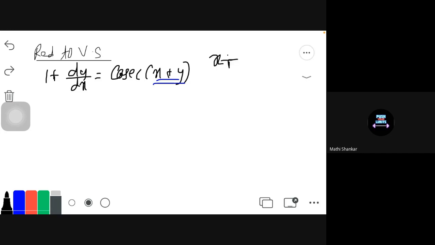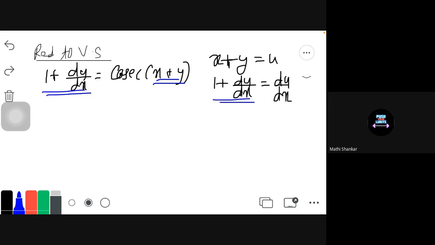So I'll say let x plus y is equals to u. On differentiating with respect to x, I'll get 1 plus dy by dx is equals to du by dx. So see here I have 1 plus dy by dx. Instead of 1 plus dy by dx, I can put du by dx. Okay. So let's solve this. So instead of 1 plus dy by dx, I will put du by dx is equals to cosec of x plus y. I am substituting it as u.